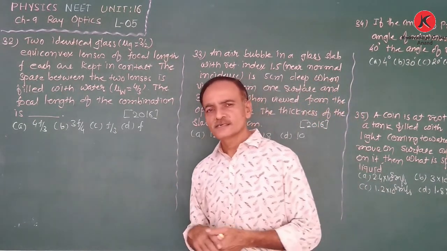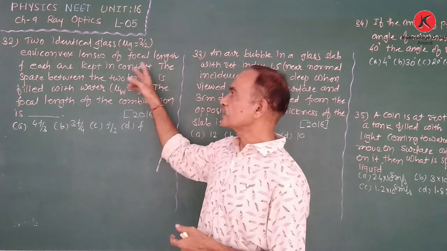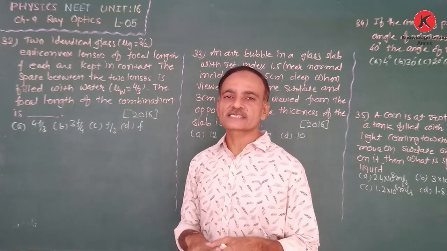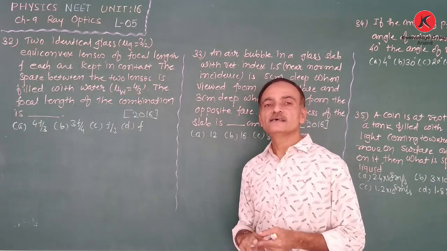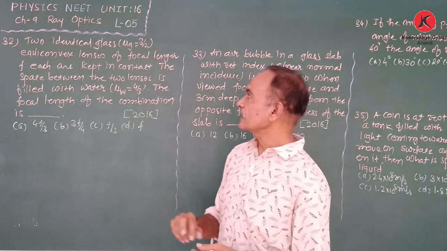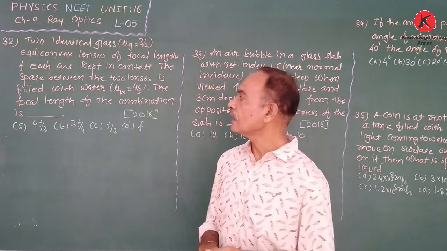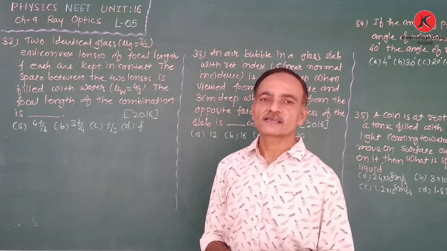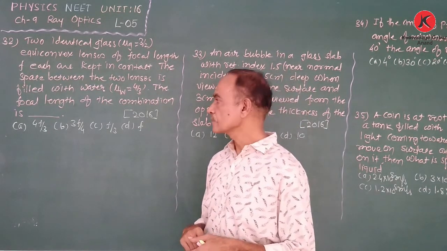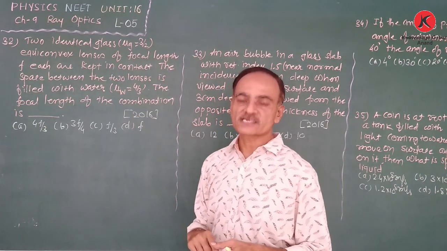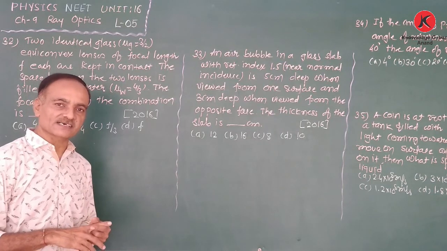Now listen, one mistake in this numerical is that here the two lenses have the focal length f given. Instead of this, suppose there is given two identical glass equiconvex lenses of radius of curvature r. So at that time, how can we find out the focal length of the combination? This type of numerical we already discussed earlier in the first video.